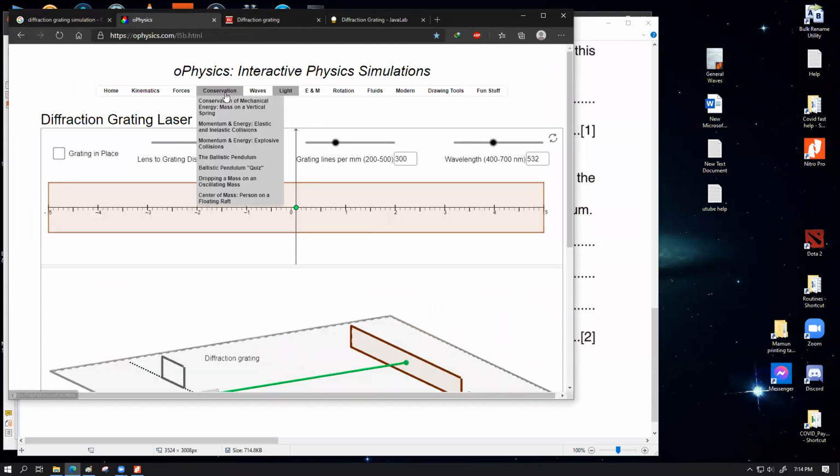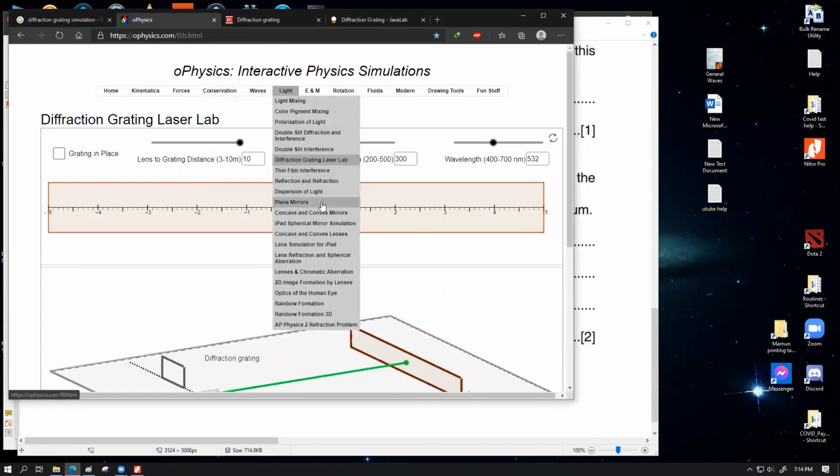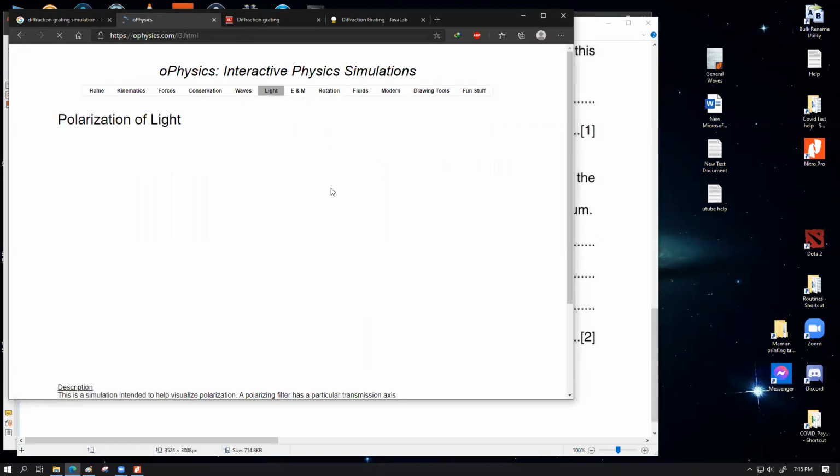আচ্ছা, আমরা তো এইমাত্র এটাই দেখলাম। এখানে লেন্স সিমুলেশন আছে, অপটিক্স ফর হিউম্যান আই। Lens and chromatic aberration, lens reflection, spherical aberration, lens simulation for iPad, plane mirrors, dispersion of light, reflection, thin film interference, polarization of light. Wow.